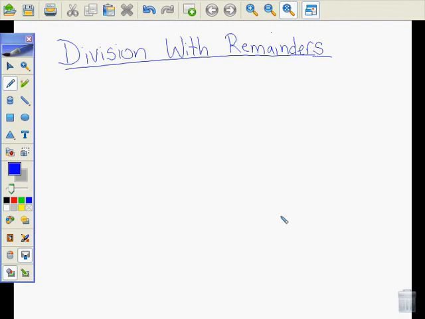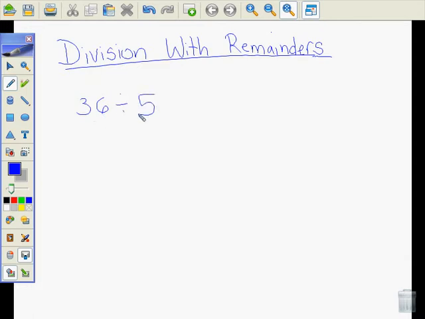About division with remainders. The other day we talked about how division is just doing repeated subtraction. Today we're going to look at doing division with remainders, but also using a different strategy, which will help us get to the answer a lot quicker. So let's take a look at our first problem. Let's say we have 36 divided by 5.